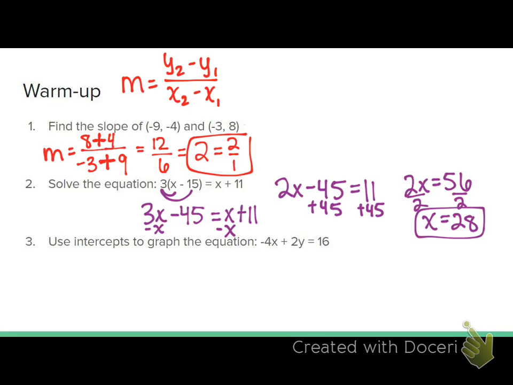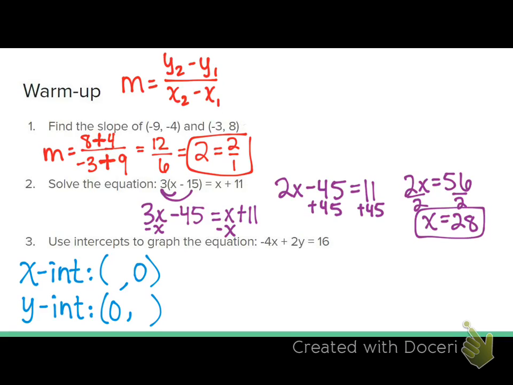The last one asks us to use intercepts to graph. So let's first talk about finding our x and y intercepts. This seemed to be an issue on our test. To find the x-intercept, we're going to plug what in for what? 0 in for y. And then to find the y-intercept, we plug 0 in for x.